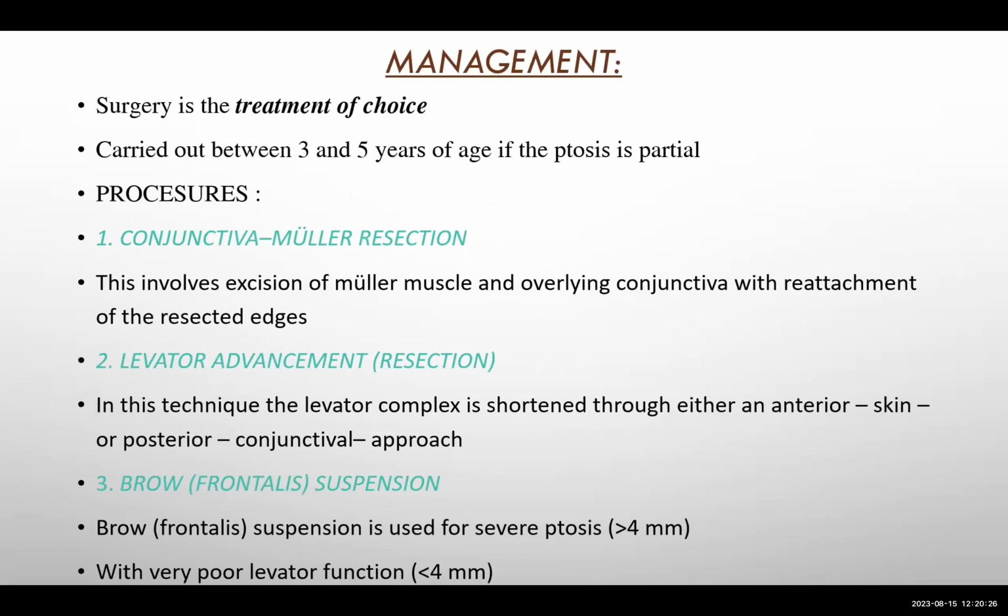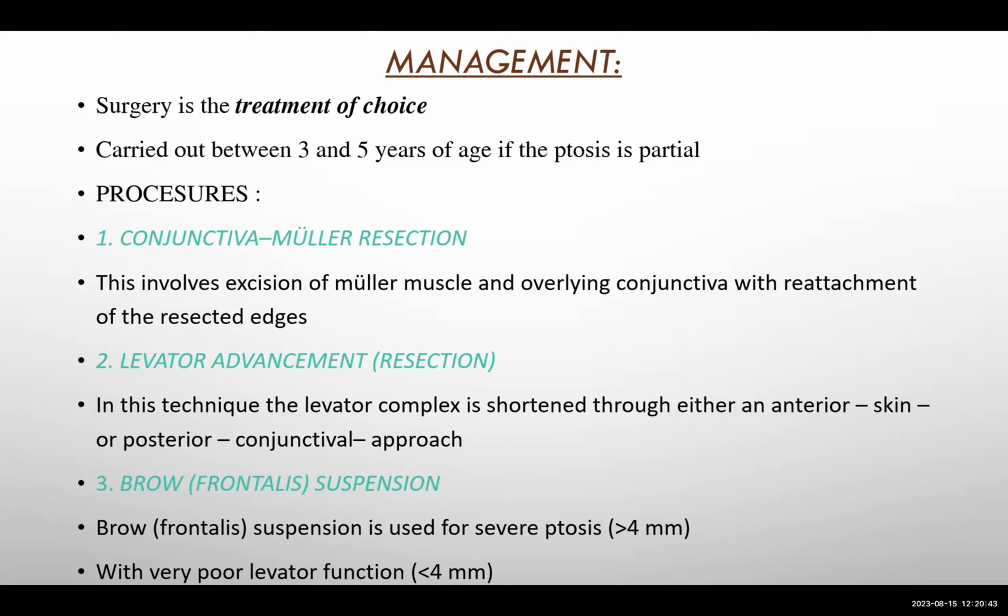The treatment is surgery, which is the treatment of choice, carried out between 3 and 5 years of age if ptosis is partial. The first procedure involved is the conjunctiva Mueller resection. This involves the excision of the Mueller muscle and overlying conjunctiva and reattachment of the resected edges.